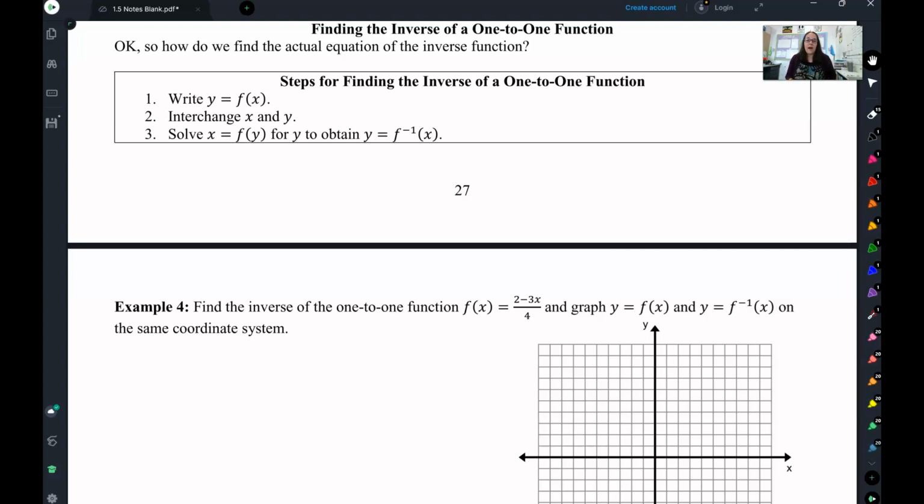Let's talk about how we're going to find equations of inverse functions. So we've got these step-by-steps listed out for us here. We're going to change f of x to a y. We're going to interchange the x and the y, so make the x and y switch places. Then we're going to solve for y and change the y back to an f inverse.